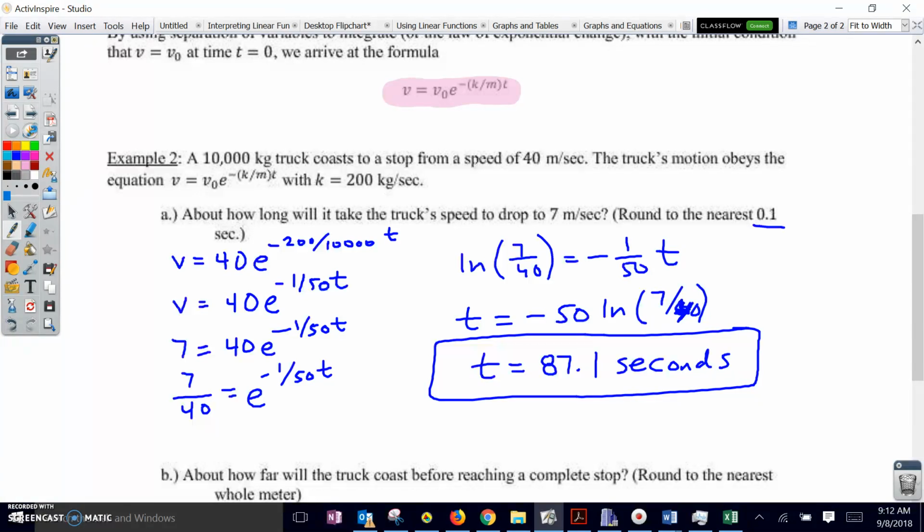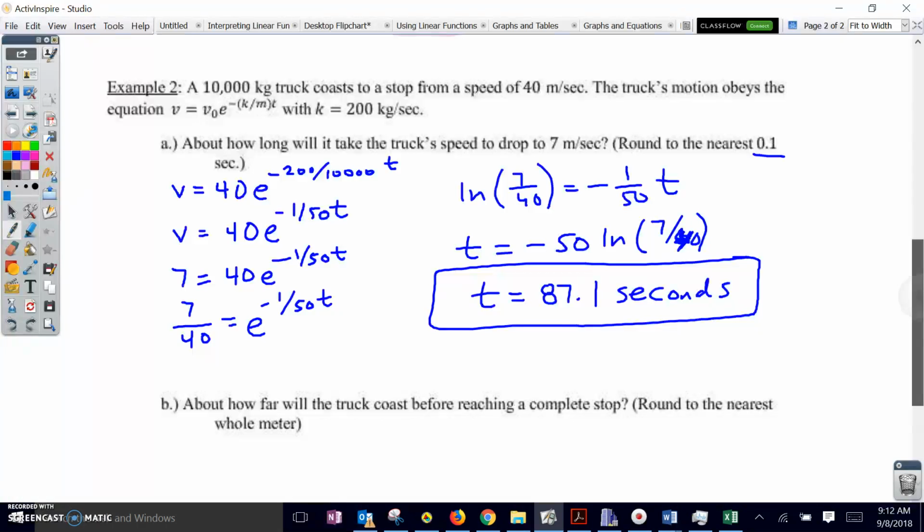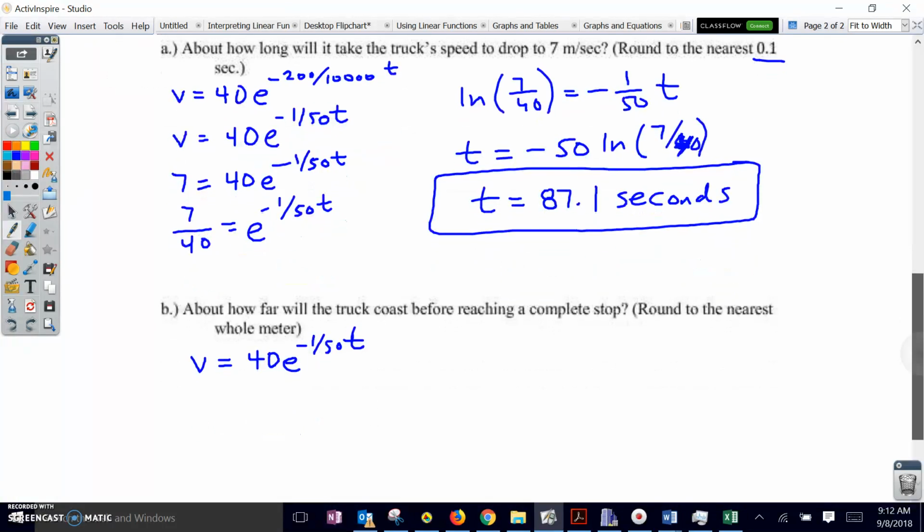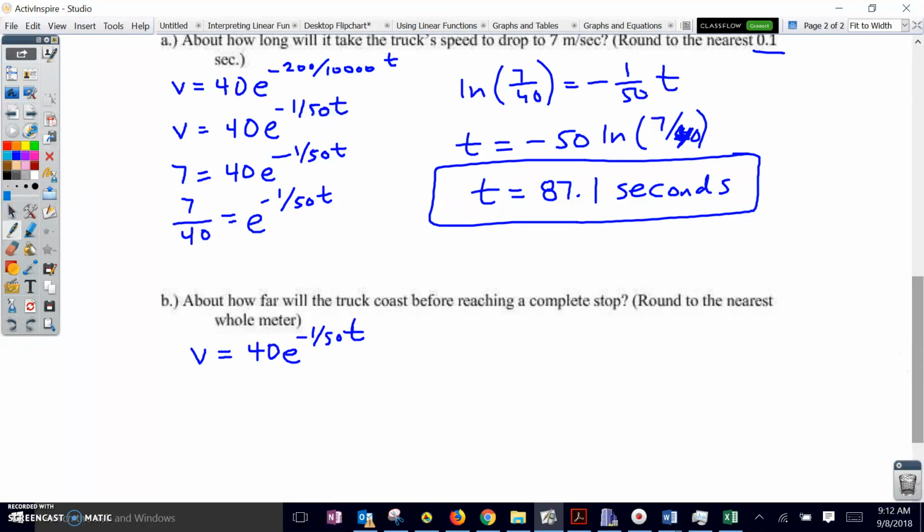Alright, now part B of this example, we're trying to figure out how far the truck's going to coast before reaching a complete stop. So we have this velocity function, and what we're looking for now is a distance traveled or a change in position. And what I'd like to do here is come up with a position function. So in order to come up with a position function from this, I'm going to integrate both sides.